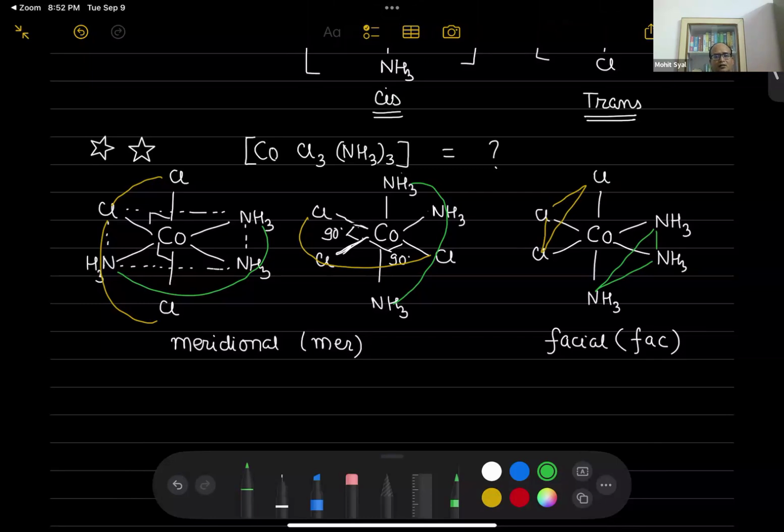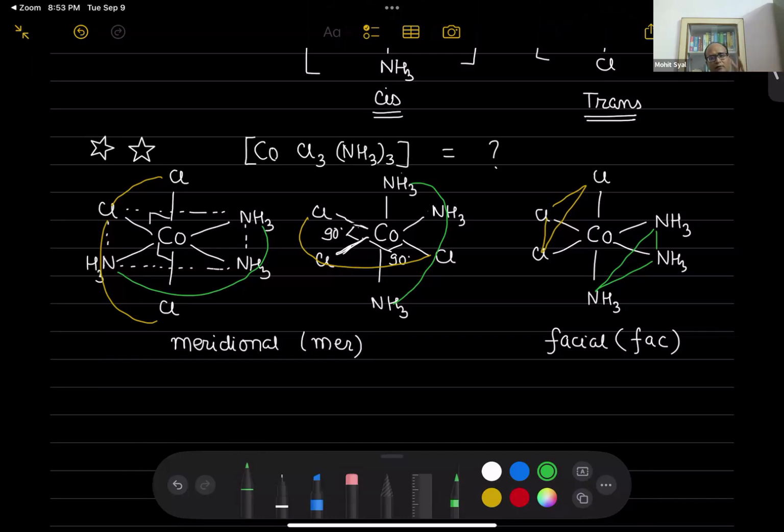Yes. So very basic, very important: facial and meridional. These are isomers, geometrical isomers, because the formulas are the same. Okay, you are not changing the groups. The groups are 3 Cl and 3 NH3. The groups are exactly the same, but the three-dimensional arrangement around that atom is changing.